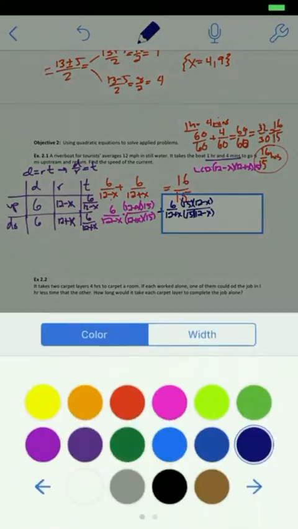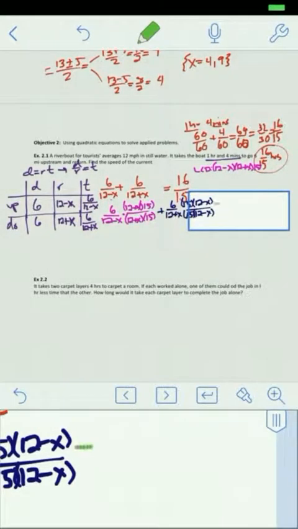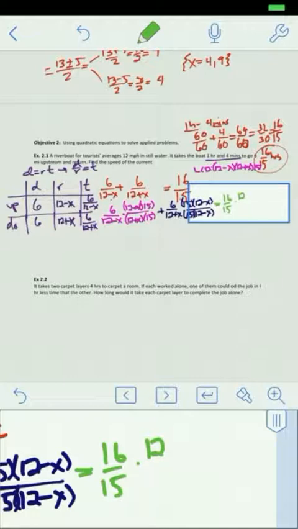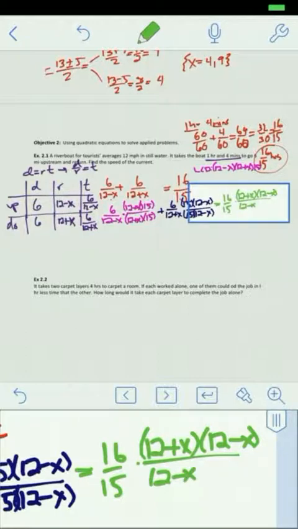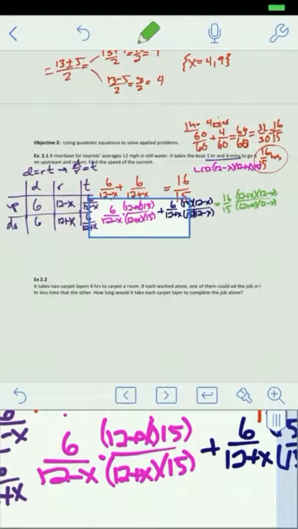Multiply by both of those. And then the last one, let's see, 16 over 15 needs both versions of 12 plus x and 12 minus x, right? Plus x, 12 minus x. Alrighty, so now we can simplify this down a little bit.